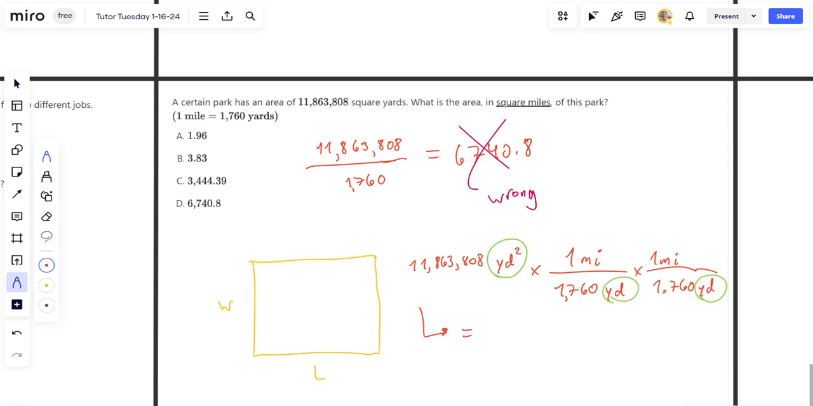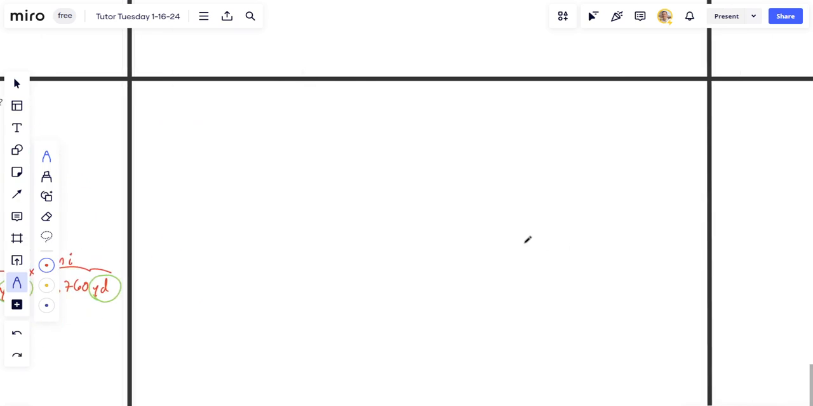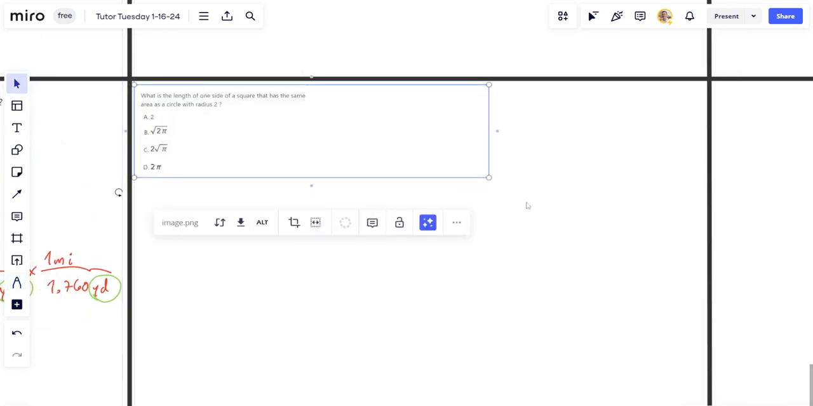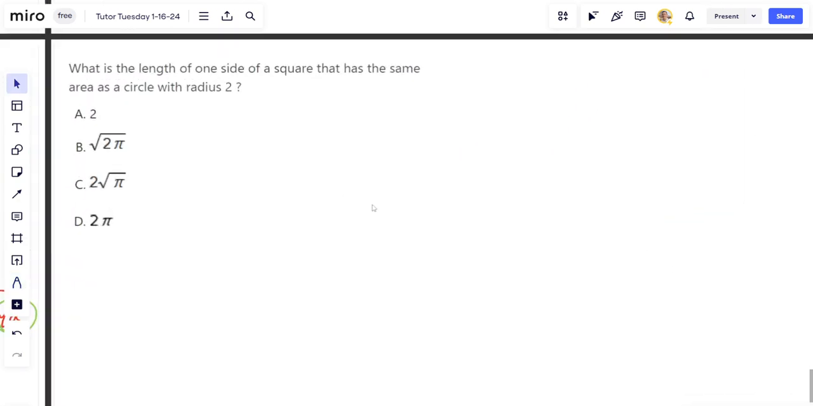So in all, this is going to be 3.83 miles squared. It's a much different answer than 6,740. And we've got time for one more math question here. So let's do this one.